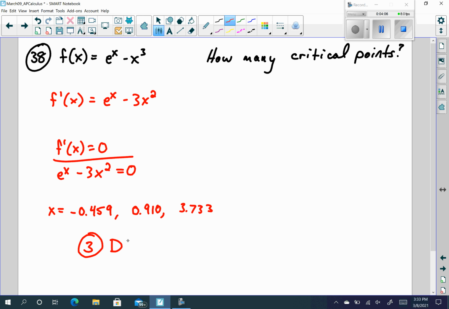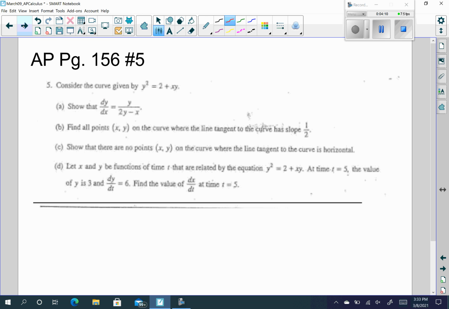All right, next let's take a look at the free response question. That was off of page 156, number 5. Again, I'm going to show you the point values that correspond with each correct answer here. For question A, we need to show that dy over dx is equal to y over 2y minus x. So we want to just use implicit differentiation to solve for y prime, which is also dy over dx.